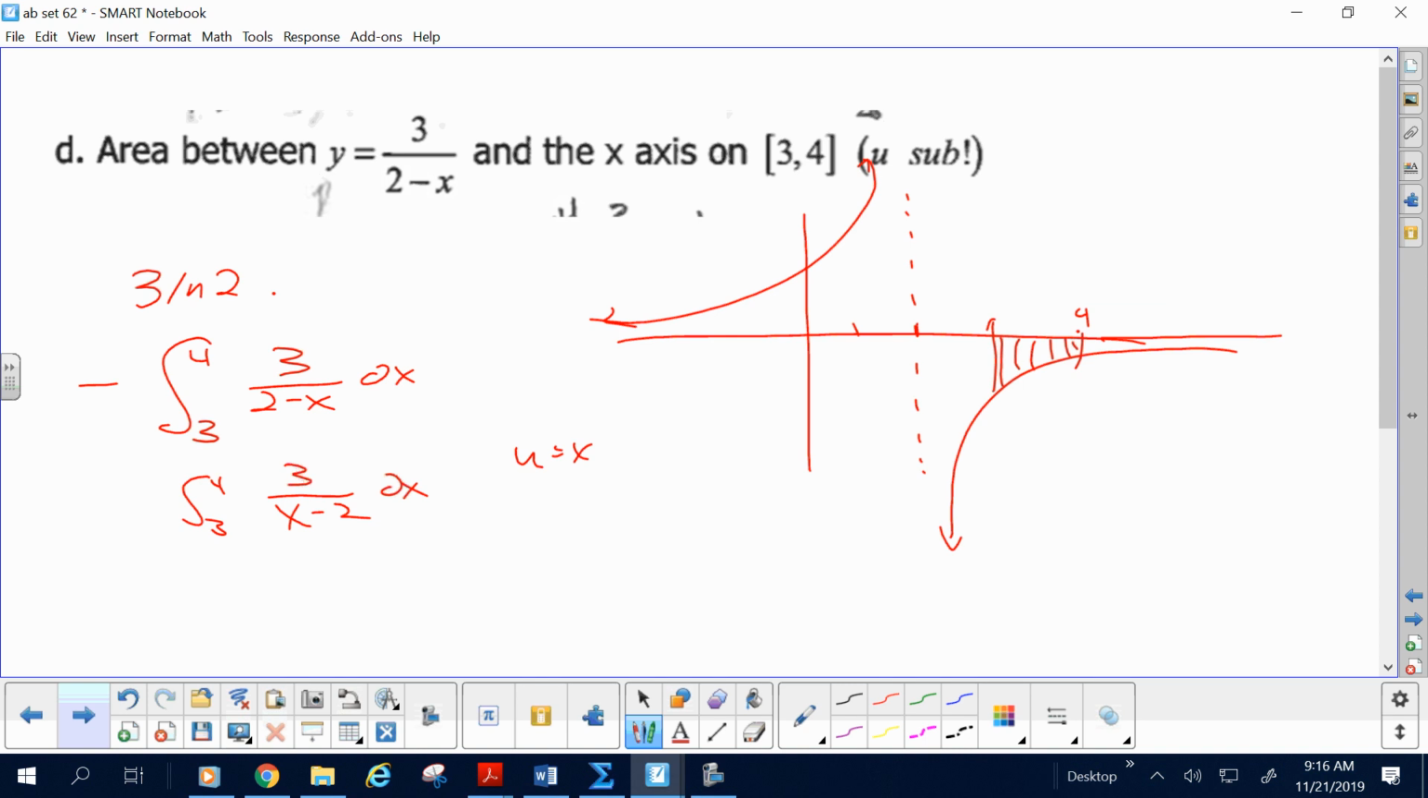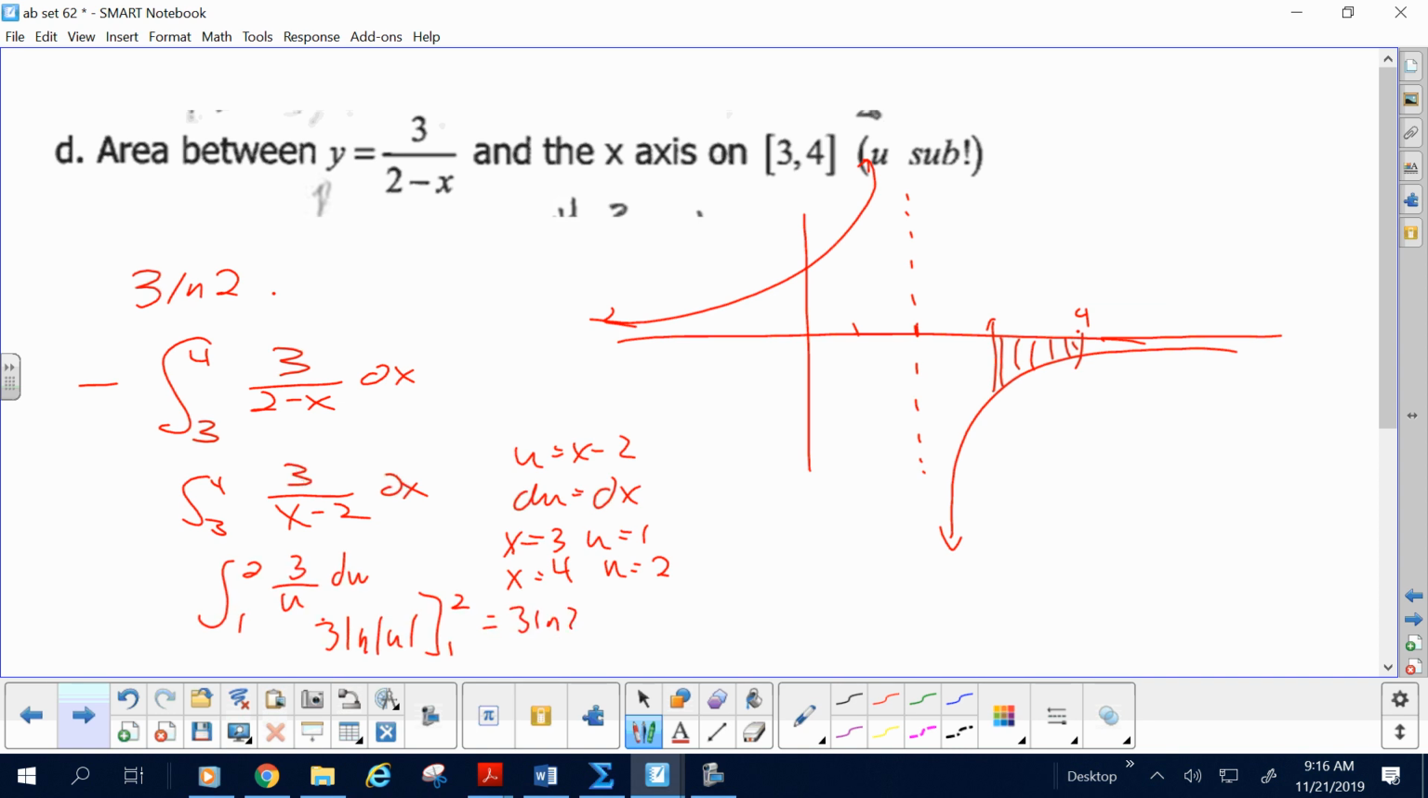If u is x minus 2, then du is just straight up dx. And when x is 3, u is 1. And when x is 4, u is 2, so it becomes the integral from 1 to 2 of 3 over u du, which is 3 log of absolute value of u from 1 to 2. That's 3 log of 2 minus 3 log of 1, but 3 log of 1 is 0, so your answer is 3 log 2.